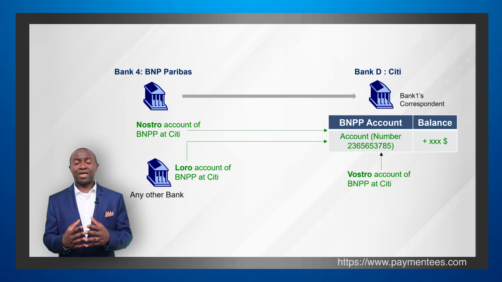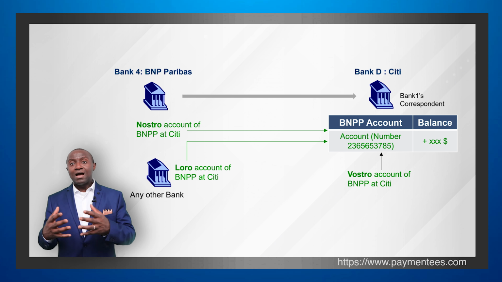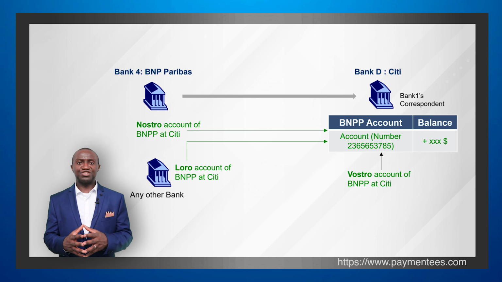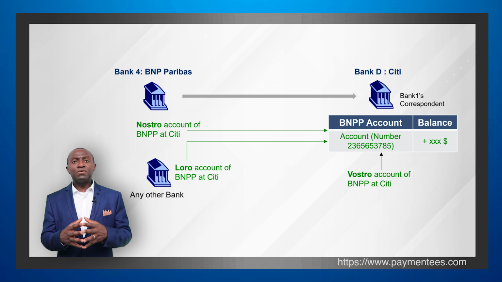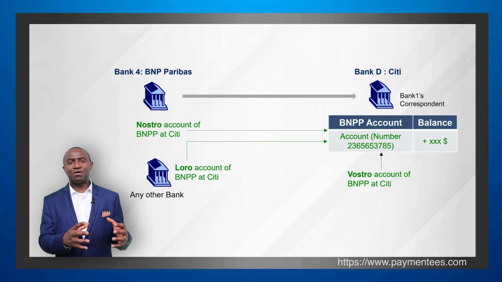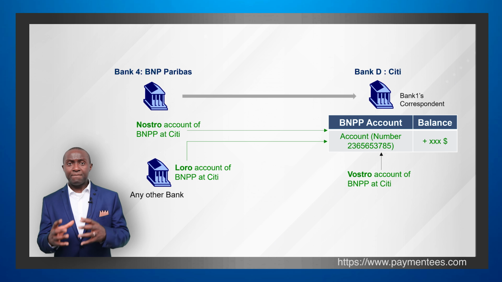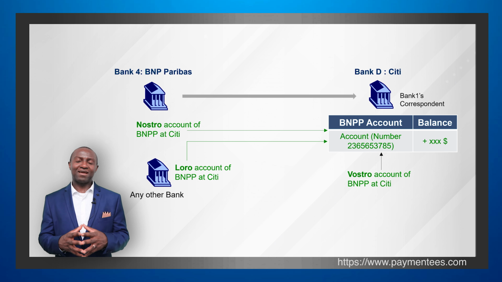BNPP has opened an account with Citi. Both BNPP and Citi are in an account relationship. BNPP will call that account its nostro account, and Citi will call the same account the vostro account of BNPP. As you see, we don't have two accounts, but only one. The same account is called nostro account by the account owning bank and vostro account by the account holding bank.